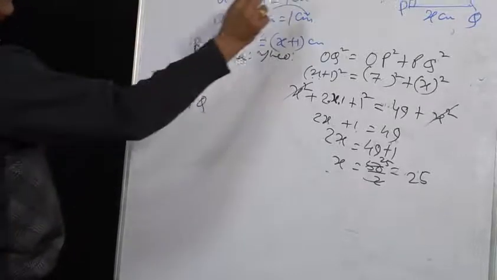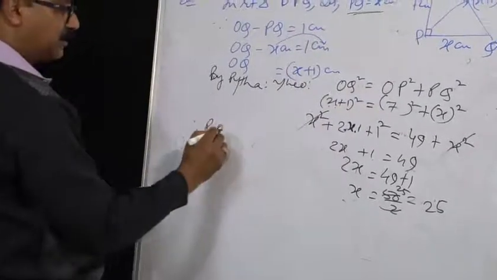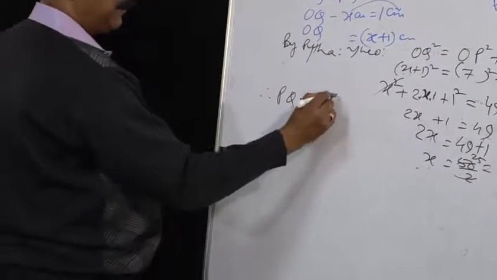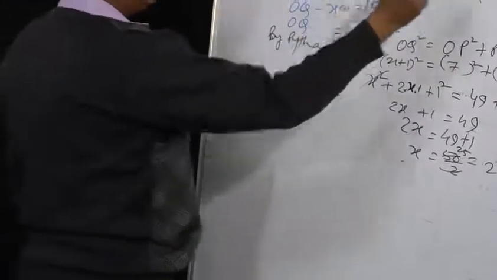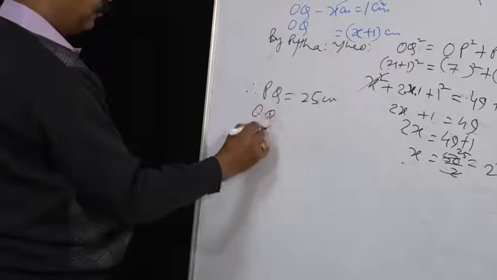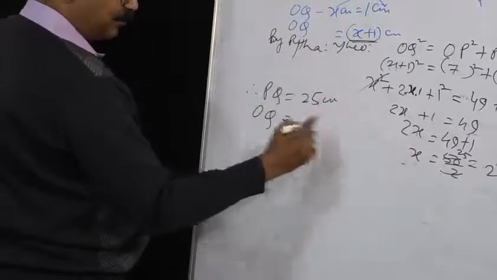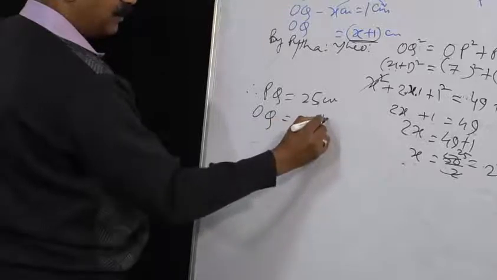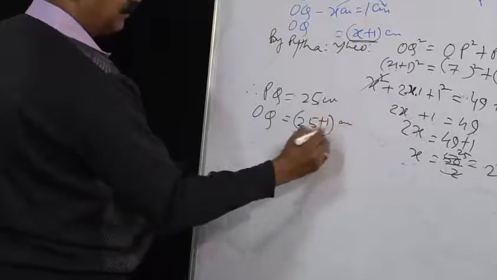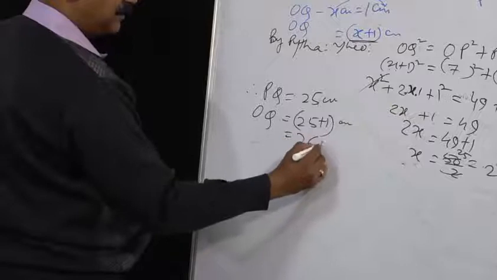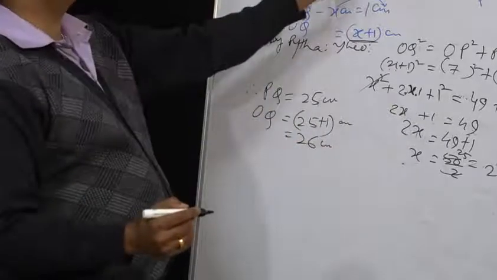So, what can you say? PQ we considered as x, so it is now 25 centimeter. And what is OQ? OQ we got as x plus 1 centimeter. Look at this. X is 25, so 25 plus 1 centimeter means it's 26 centimeter. Now, we have to find these two values.